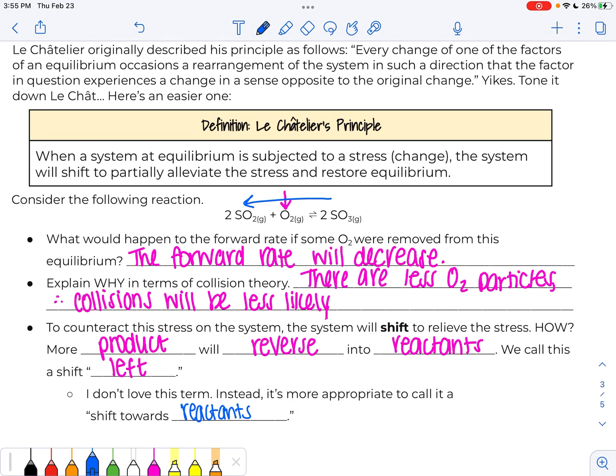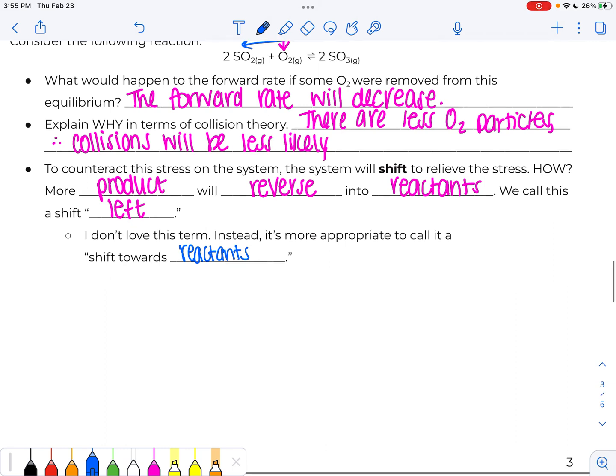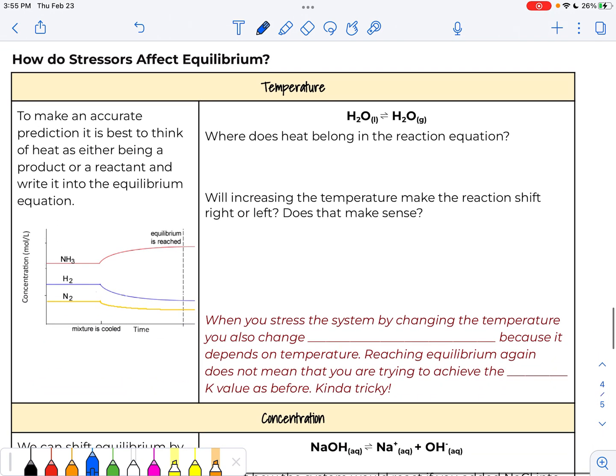I'm moving in the direction of the reactants, so my products are turning back into reactants. I just think it's a little bit more representative of what's actually happening in your system, so it's a better language to use. Plus, as we've already discussed, 50% of women have left-right dyslexia, and I think that's just the war on women continuing, calling it shift left versus right. So I think it's better to call it shift towards reactants or shift towards products. Oppositely, if you had a shift right, it would be a shift towards products.